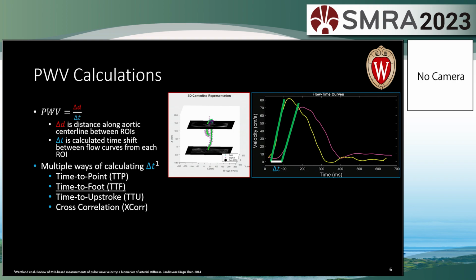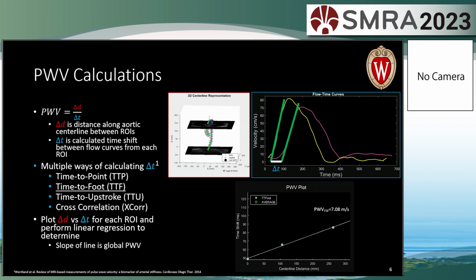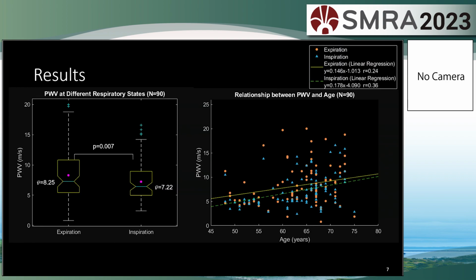In the time to foot method, we fit a line to the upstroke of the flow curves, and then we extrapolate that line down to the baseline, and the difference between the x-intercepts is our delta t. And so once we do that, we plot the change in distance versus the change in time for each of these points, and we fit a line to that, and the slope of that line is our global pulse wave velocity. So here are our results.